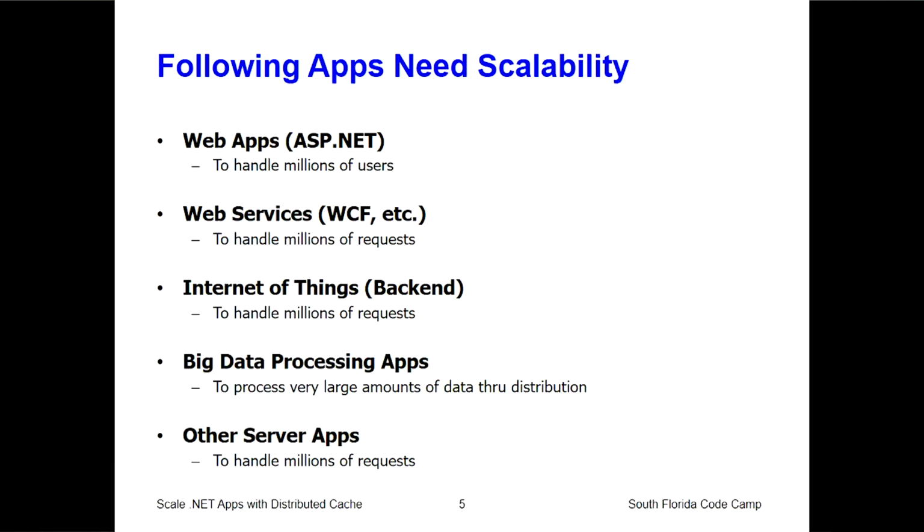What type of applications need scalability? These are usually server-side applications. These are web applications, ASP.NET. These could be web services, WCF. These could be the backend for any IoT applications. We have a lot of different IoT devices talking to some sort of a backend. This could be big data processing applications, although big data processing is more of a Java activity. .NET is not, because of Hadoop, .NET is not very big on big data processing. But if you were doing big data processing, you would definitely need to scale. And any other server applications that don't fit into this category.